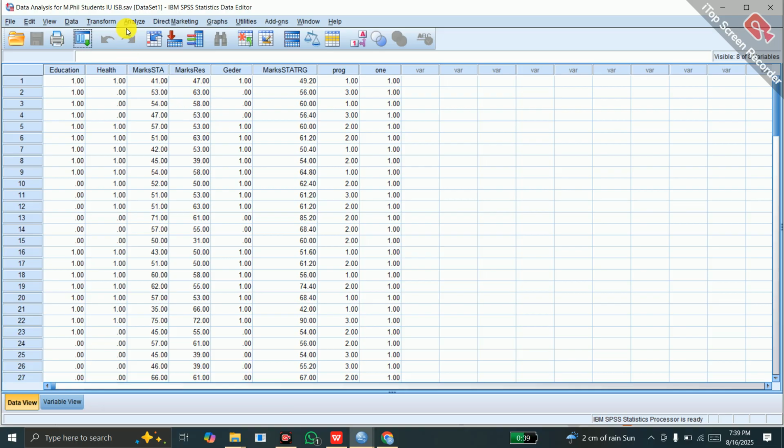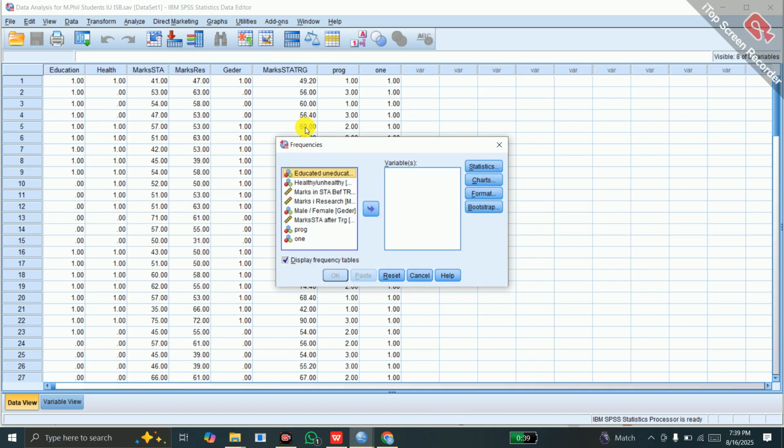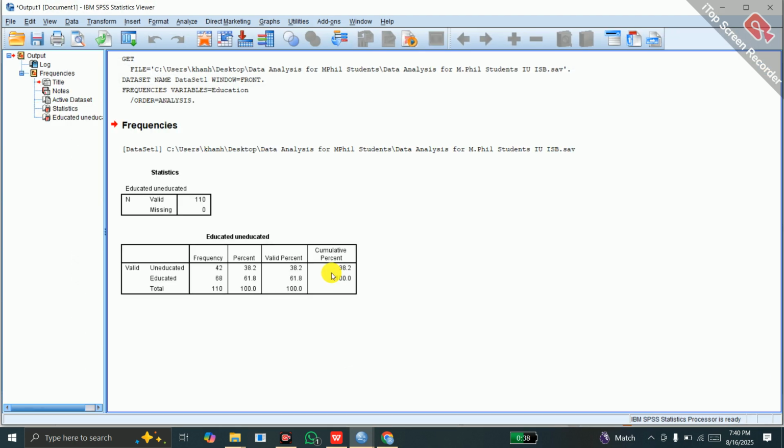The very basic, or the simplest, analysis of a categorical variable is one-way classification or frequency distribution of data. So we start with the frequency distribution of the variable education. As I told you, education is a binary categorical variable in which some people are educated and some of them are uneducated. So this is the frequency distribution of the respondents or students by education.